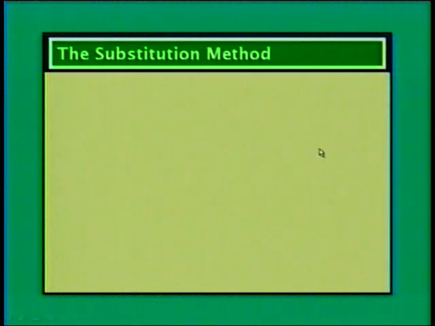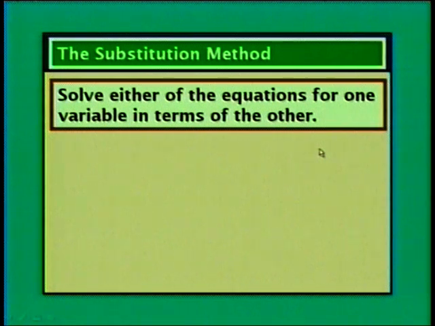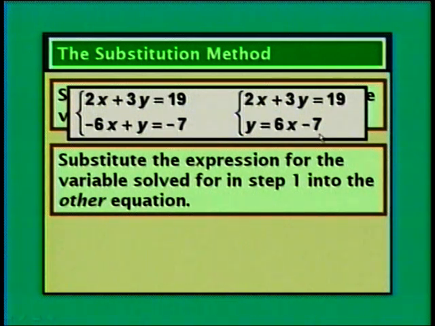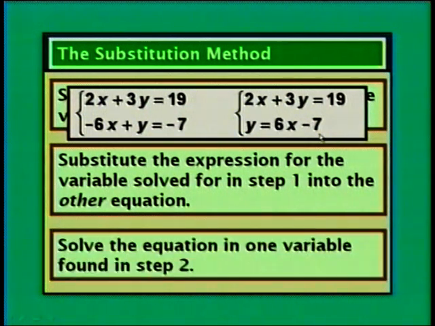One method we talked about for finding the solution to a system of two linear equations with two unknowns is the substitution method. We begin by solving either of the equations for one variable in terms of the other. So for example, if I had the system 2x + 3y = 19 and -6x + y = -7, I could solve the second equation for y and rewrite it as y = 6x - 7. We then substitute the expression for the variable solved for in step 1 into the other equation. And we solve the equation in one variable found in step 2.